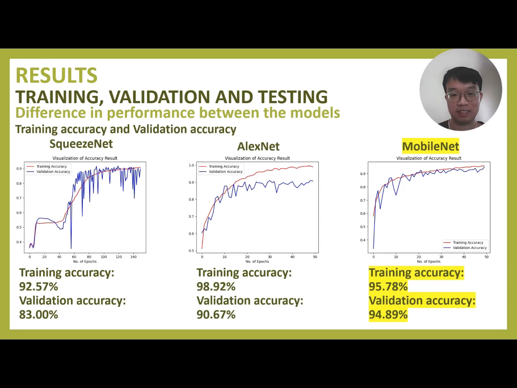After analyzing the performance of the models, now we compare the performance between the best models from each algorithm. First of all, we compare the training accuracy and validation accuracy. Among these three algorithms, MobileNet has the best training accuracy and validation accuracy. It has training accuracy of 95.78% and validation accuracy of 94.89%.